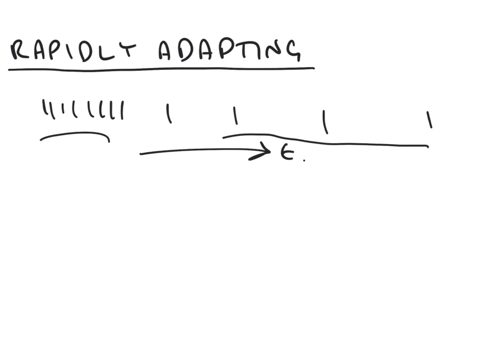The second group of sensory neurons are the slowly adapting ones.